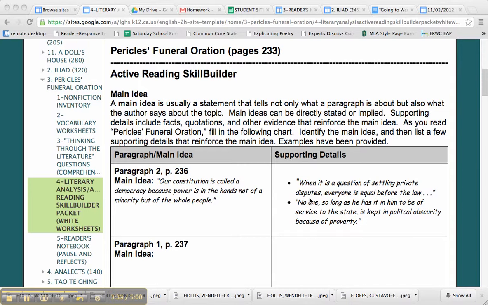So this student also said, "No one, so long as he has it in him to be of service to the state, is kept in political obscurity because of poverty." So again, it says no one is kept in political obscurity, meaning in the dark or kept apart, because they're poor. They're just saying that anybody, no matter how poor you are, you will be a part of the law, you will be a part of Athens. So again, democracy is in the power of the whole people.